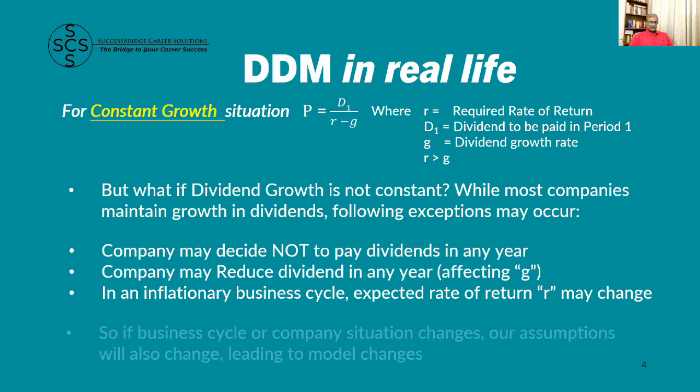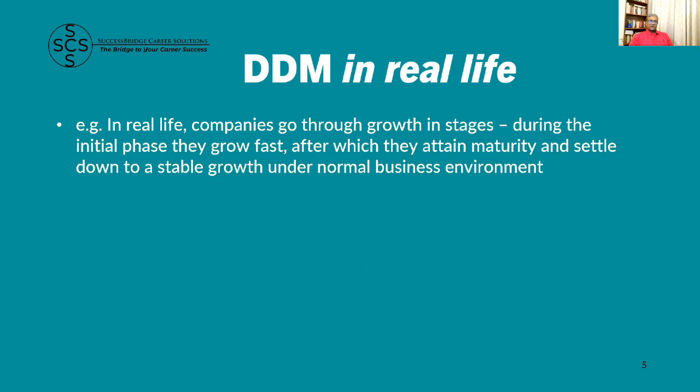The company may face certain constraints or challenging situations where investors wanting to invest in the company would require a higher expected rate of return. So thereby R may change. Okay, so we'll take the most common phase of a multi-stage dividend model. Companies in real life go through growth in stages. During the initial stage, they grow quite fast, after which they attain maturity and then settle down to a stable growth under a normal business environment.